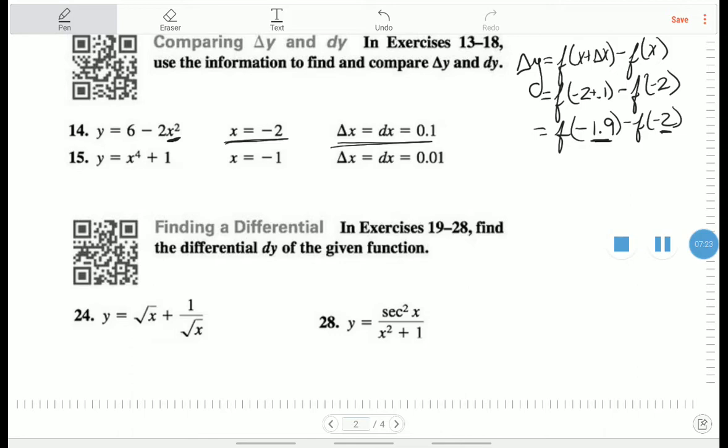So when I substitute in negative 1.9, I got negative 1.22. And when I substitute in negative 2, I got negative 2. So my final answer is 0.78. So this is the exact. So that's an exact change in that y value.